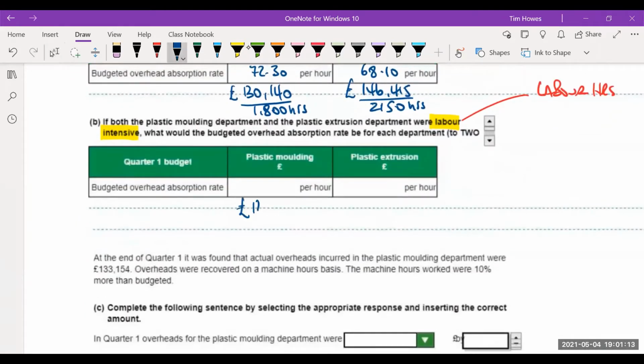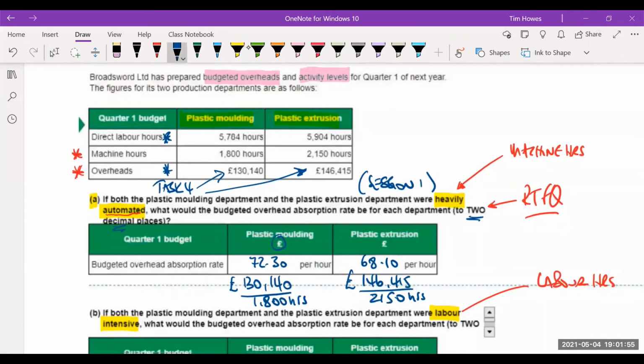So again, here we go, same thing. The overheads here were 130,140, and the overheads here were 146,415, same as obviously their budgeted numbers. And then we're saying, now let's use those labor hours, that level of activity, as the basis. And so, correct me if I'm wrong, the table suggests that we're expecting 5,784 hours of labour in the moulding department, and we're expecting, I'm just looking back at it, 5,904 hours of labour in the extrusion department. So the figures at the top there.